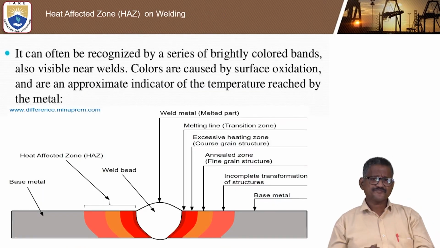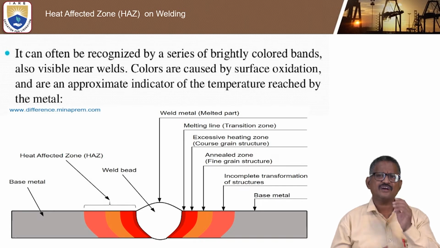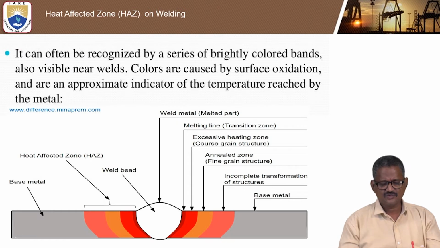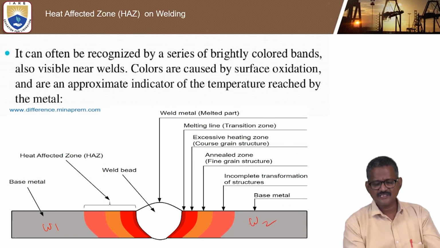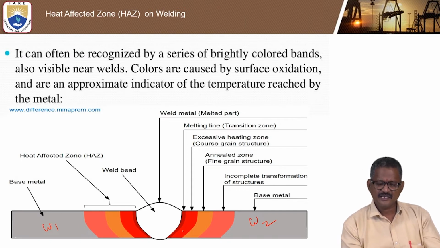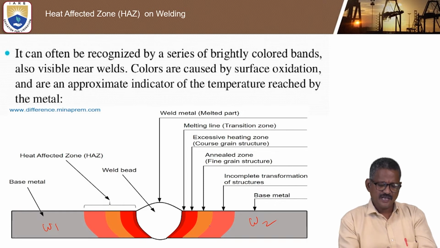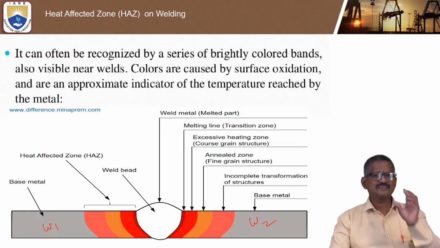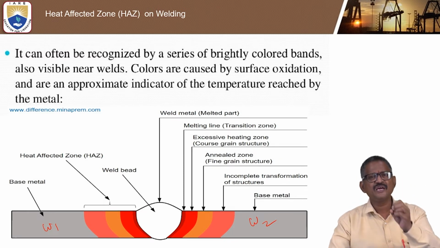Now let us see another interesting point I would like to add. It can often be recognized by a series of brightly colored bands. As you know, there are two workpieces, either similar or dissimilar. This is workpiece 1 and workpiece 2. There is a series of changes in color bands: rose, yellow, and orange, and again this is the weld bead. It is like two plates you can keep here. When you move it, in the front view, and if you see the top view, you can clearly understand the color bands. They are visible near the welds only, and disappear immediately afterwards.